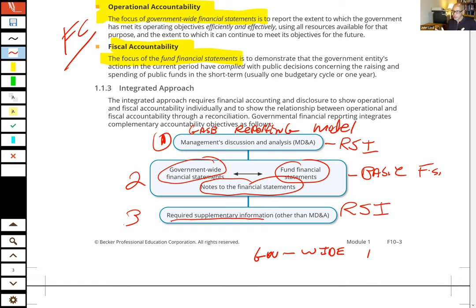So when you look at this model, it consists of only two elements: required supplemental information, or what? Basic financial statements. That's the only two things that are here. It just so happens that they require that we see the MD&A first as RSI. Then there's other things that they want you to provide as RSI. Now, what does the word required mean?